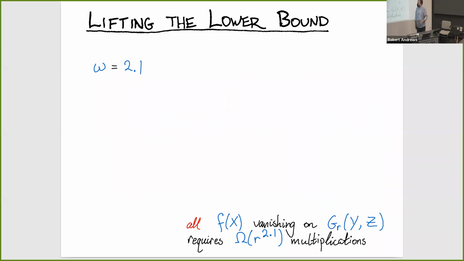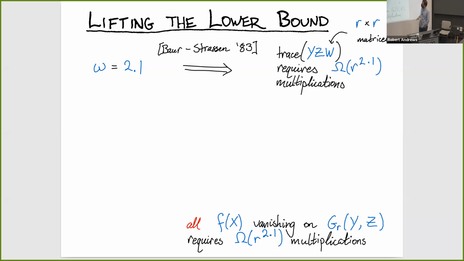Okay, so we have this lower bound on omega. This is a lower bound on a multi-output function. It'll be a little nicer to work with a single output function. So what we're going to do is replace this with the trace of a product of three matrices. And there's this very nice work by Bauer and Strassen that says if you have low, it actually gives you a lower bound for this trace of matrix product.